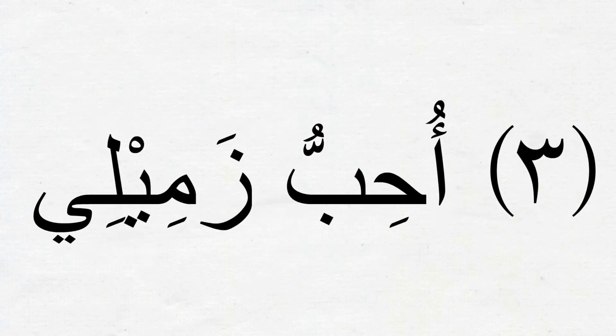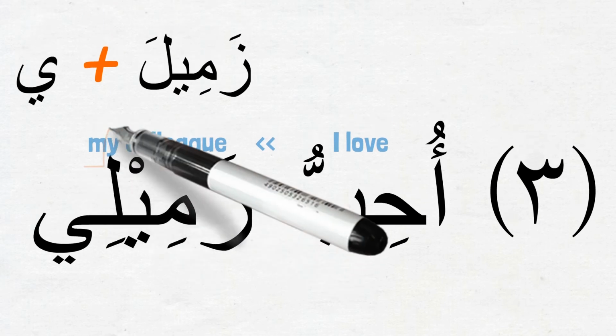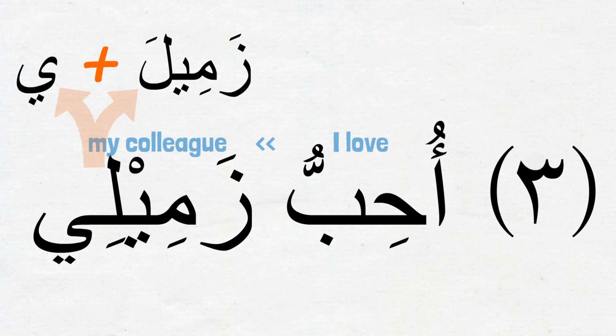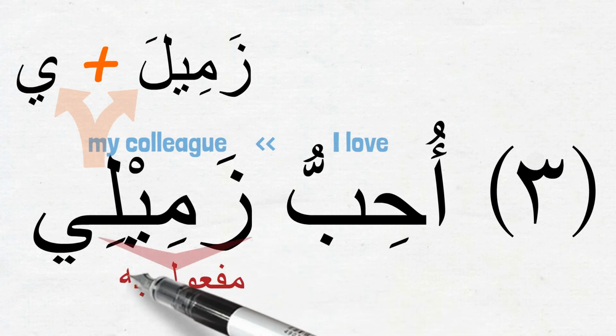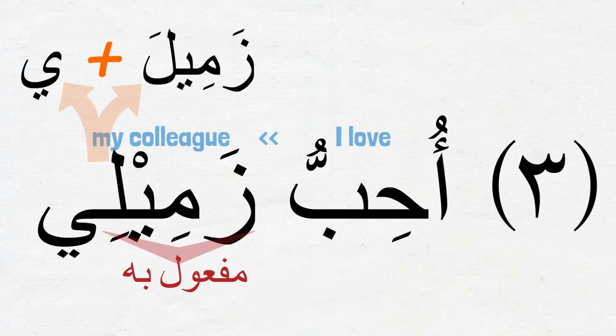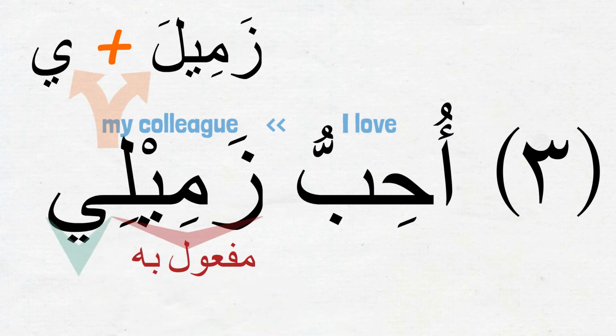Third and fourth sentences are also very similar. أحب زميلي. I love my colleague. زميلي is an إضافة of زميلة plus ضمير يا. زميلة is mansub because it is مفعول به. This ضمير يا, by the way, is typically called ياء المتكلم, meaning the ya of the speaker, or ya of the first person. Let's try to get used to calling it ياء المتكلم from now on, okay?